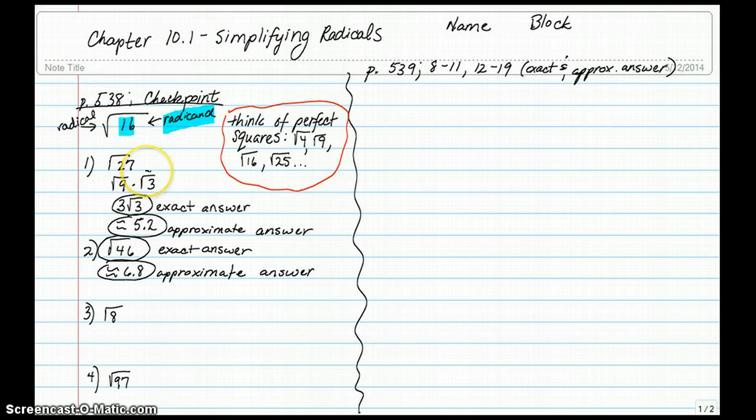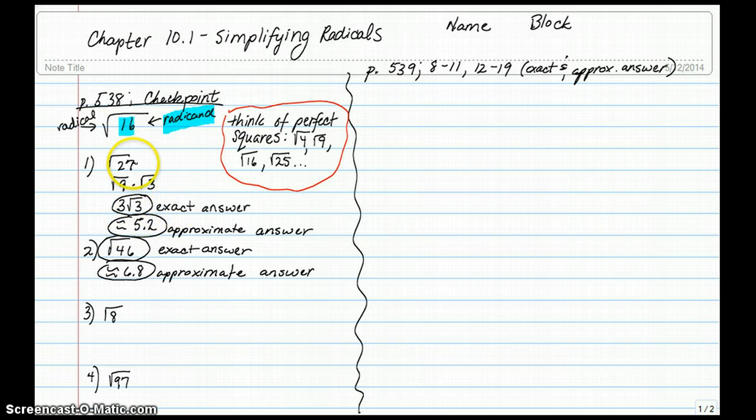So on number 1, we have the square root of 27. We want to think of perfect squares. There's the square root of 4, which is 2, the square root of 9, which is 3, the square root of 16, which is 4, and the square root of 25, which is 5. We want to think of one that will divide into the square root of 27, meaning you'll have two factors, and one of them will be a perfect square. So the square root of 9 times the square root of 3 gives you the square root of 27. Square root of 9 is 3, so 3 square root of 3 is your exact answer.